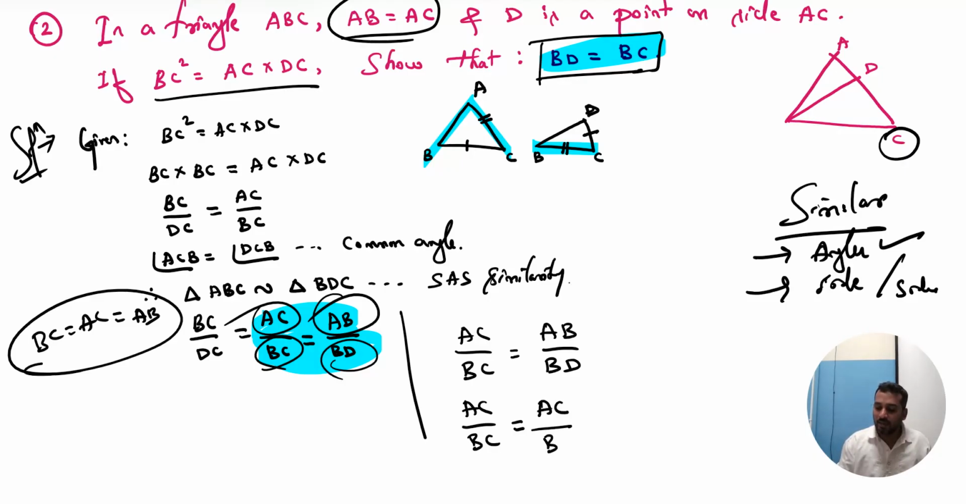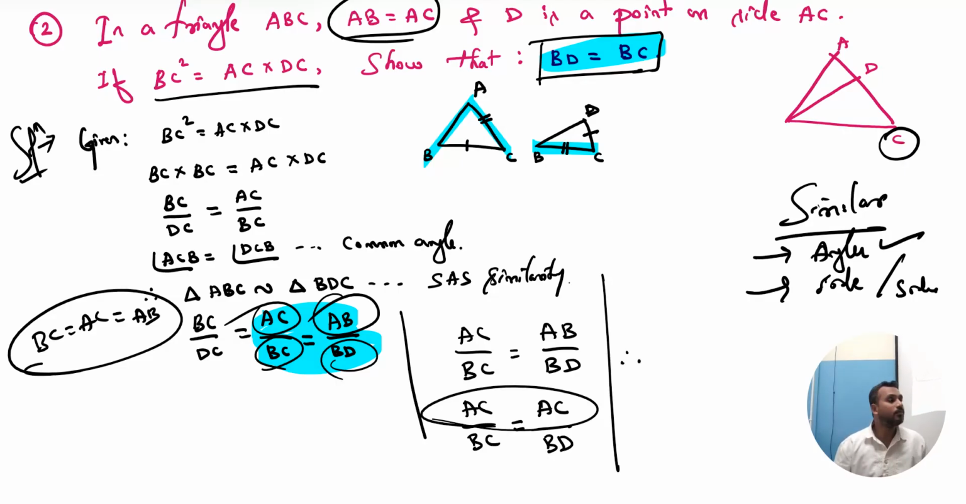So AC by BD. Now we can come to the conclusion that therefore numerators are equal. Yes or no? When both the numerators are equal, then definitely denominators will also be equal. Now we have proved that BC is equal to BD or BD is equal to BC. Hence proved. Any doubts? Is the concept clear?